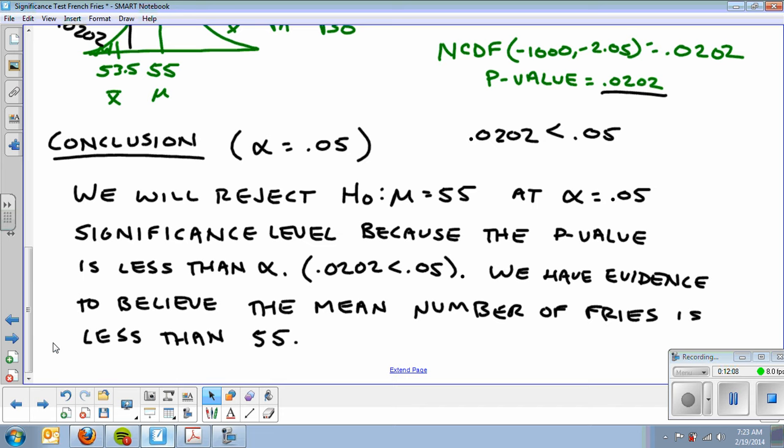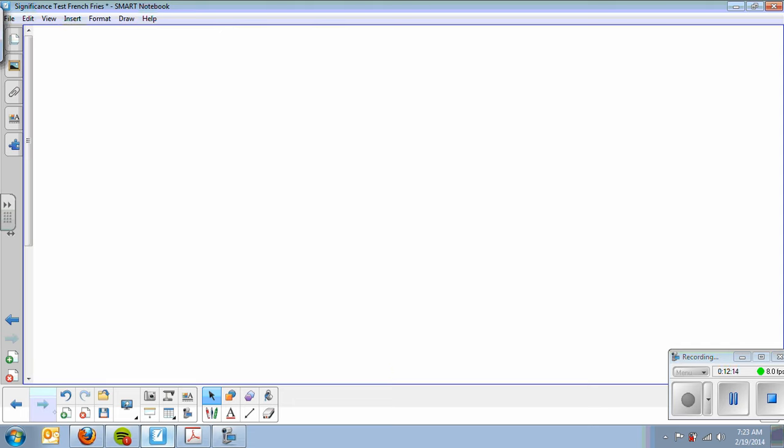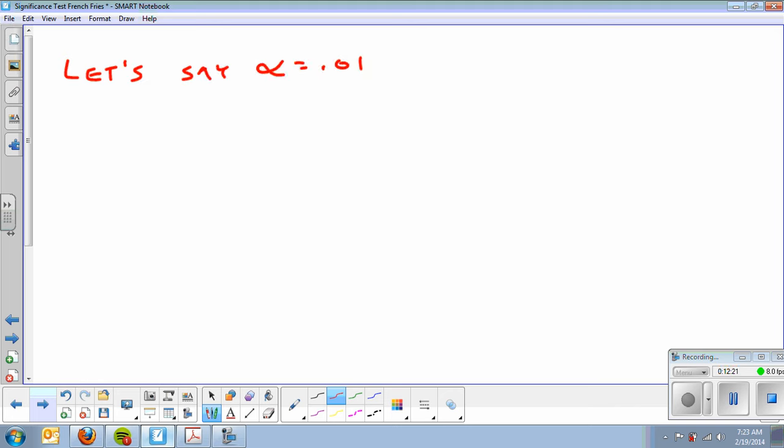Okay, now I'm going to go off on a side note here, and just for the sake of understanding it, let's say, to give you another example, that alpha was 0.01. So it needed to happen less than 1% of the time for me to reject the null hypothesis. So if we change alpha, that changes the outcome of our problem. So in this case, 0.0202 is greater than 0.01. So it's not small enough. It's not unlikely enough that I'm going to reject the null hypothesis.